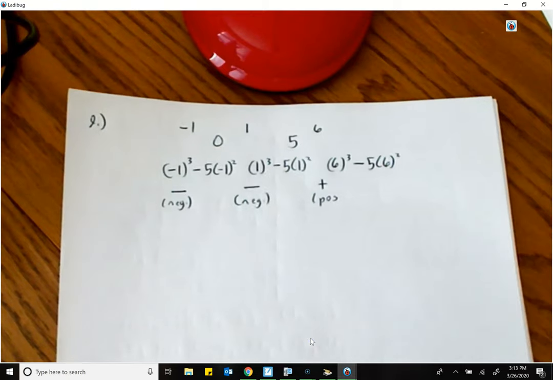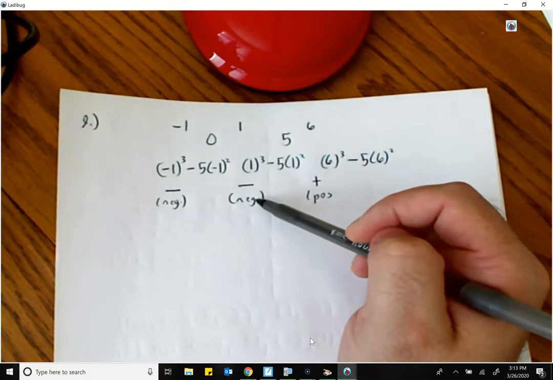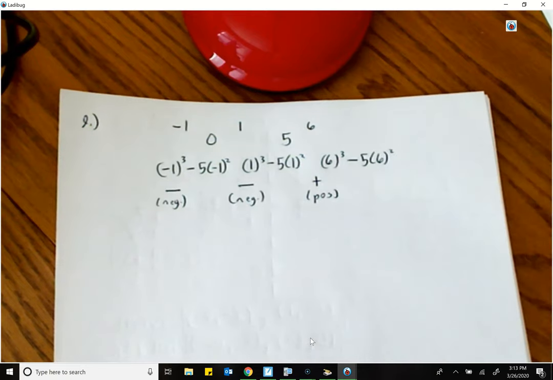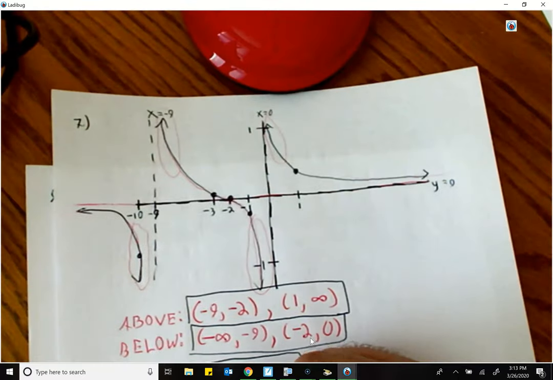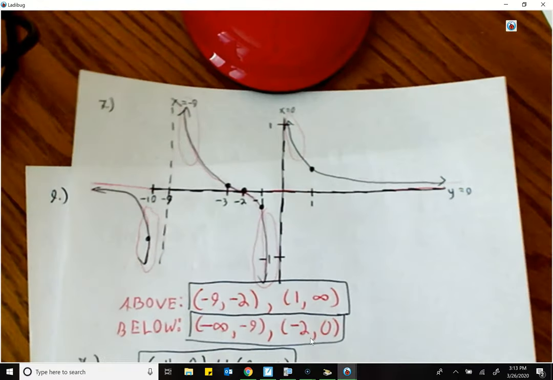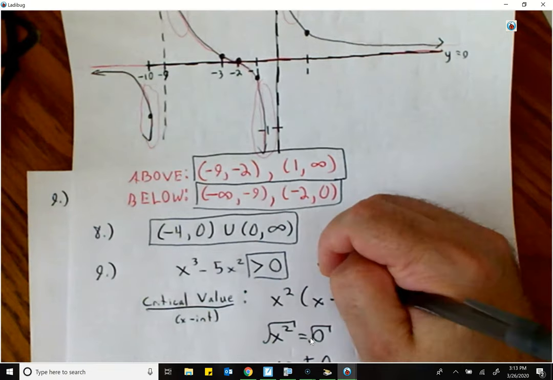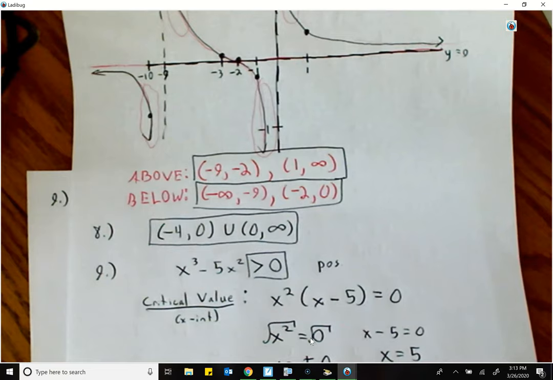So here's what we know. The negative 1 gave us a negative answer. The positive 1 gave us a negative answer. The 6 gave us a positive answer. Now we can answer the question. So the question is, when are we greater than 0? So that means we want to know, when are we positive? That's what we want. When is x positive?